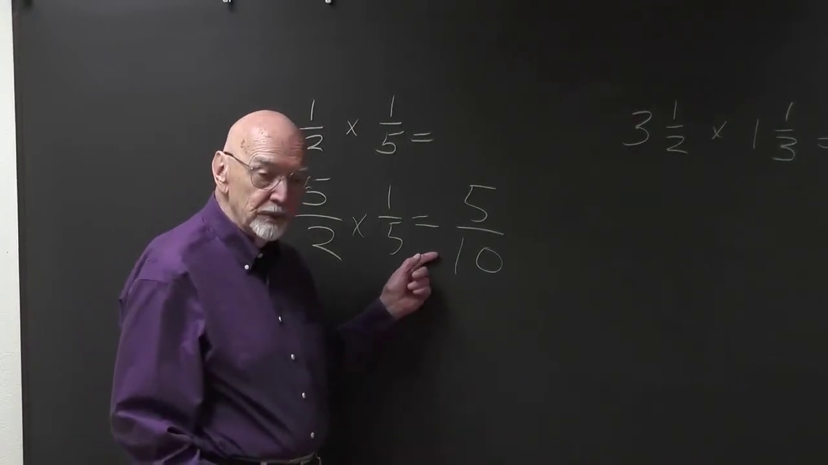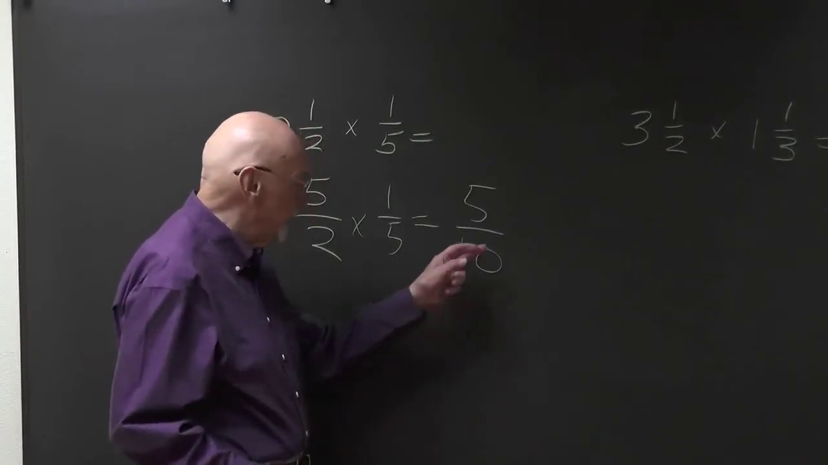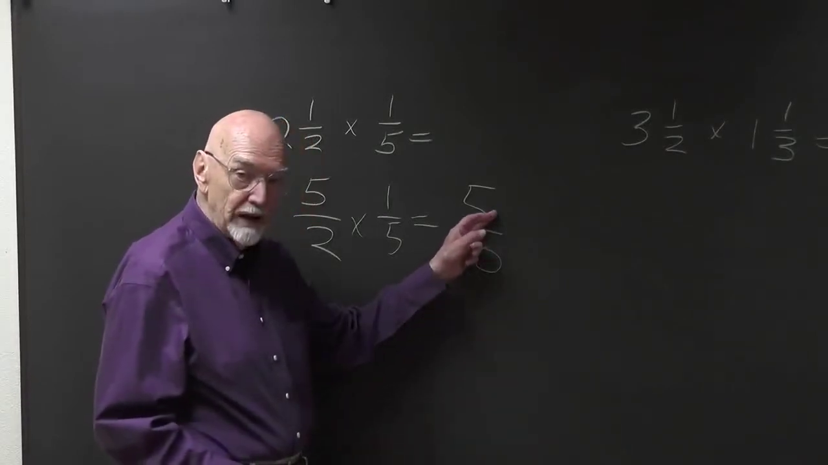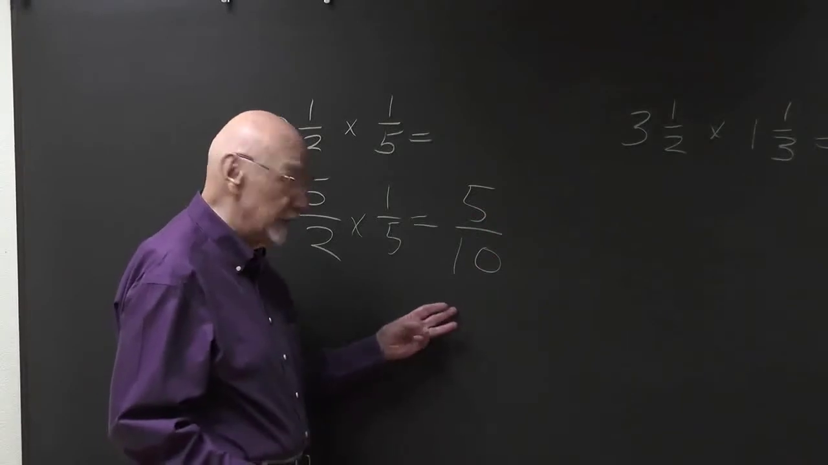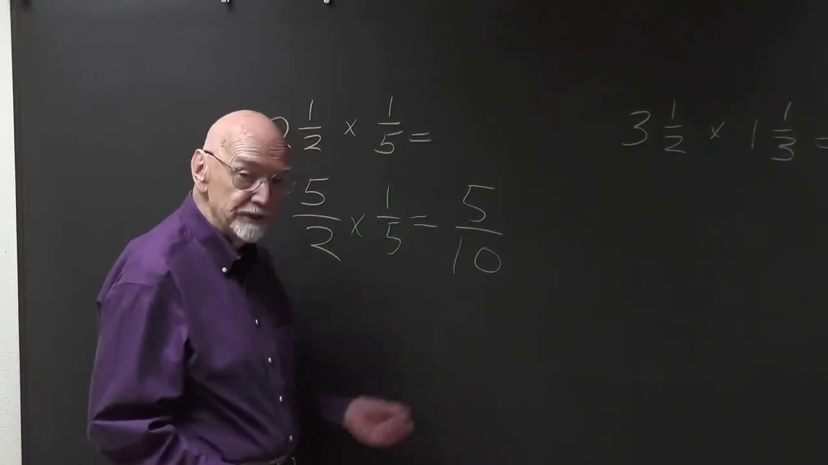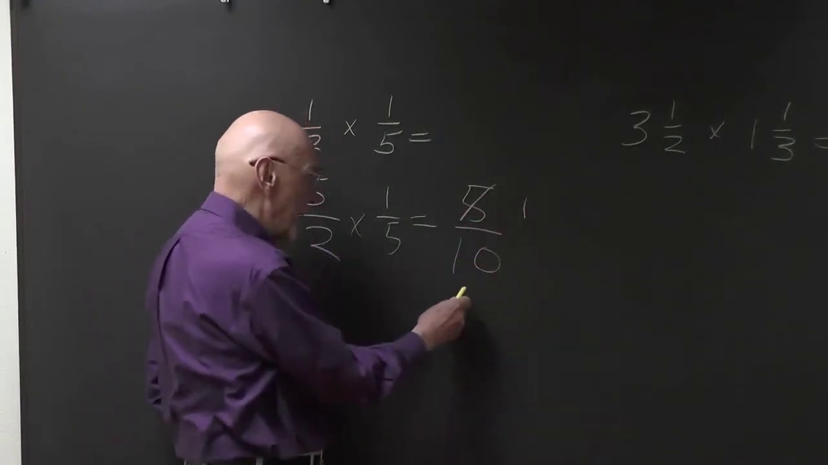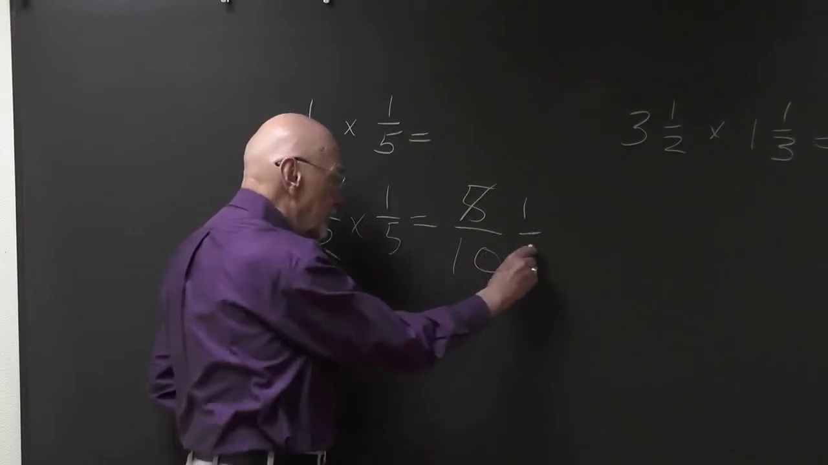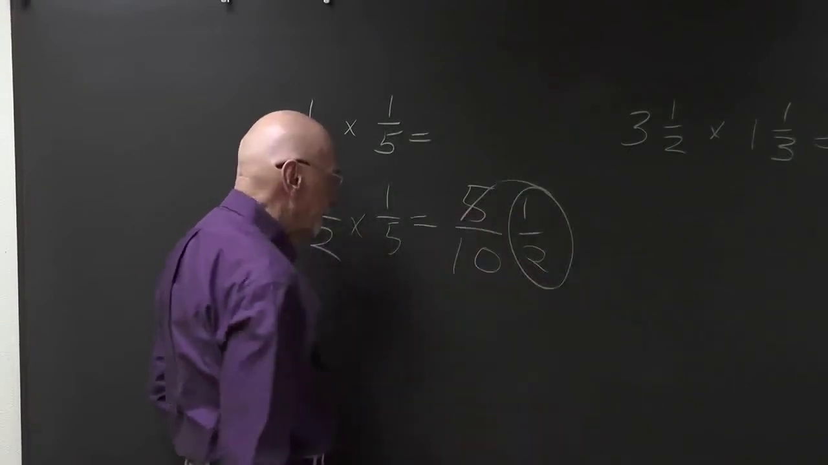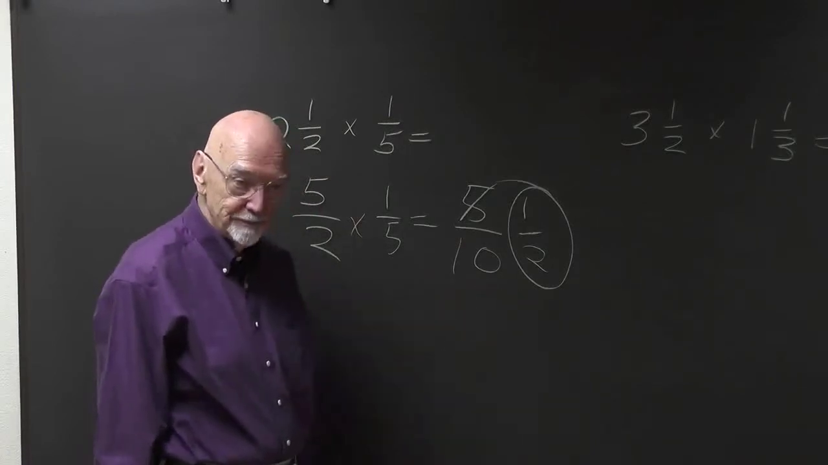When we reduce a fraction, we start with 2. 2 would go into 10 evenly, but 2 won't go into 5 evenly. 3 won't go into either one. 4 won't go into either one. 5 is what we need. 5 will go into 5 one time. 5 will go into 10 two times. And the answer is 1/2.